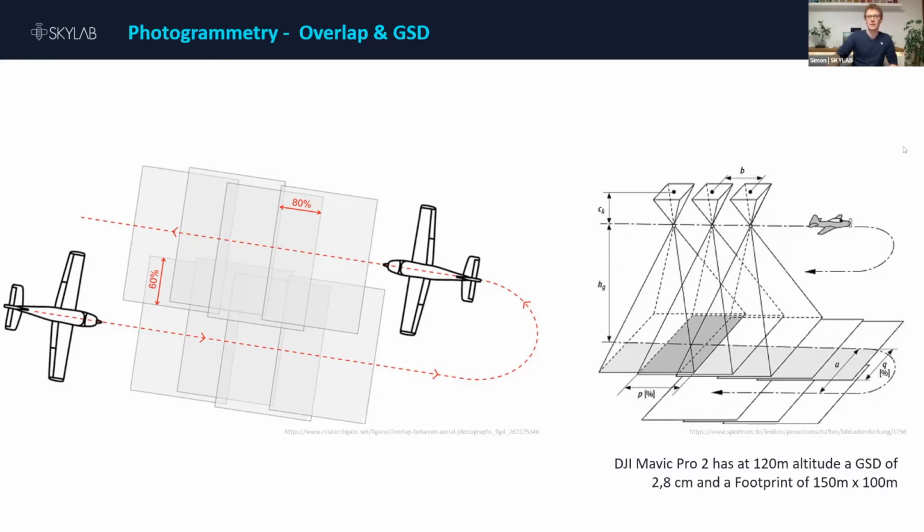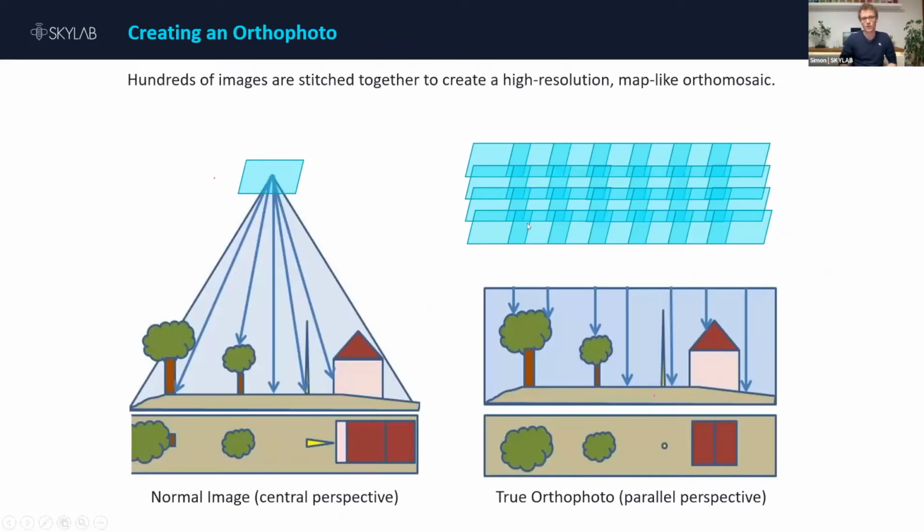But why do we need an orthophoto? An orthophoto is a creation of hundreds of images stitched together in high resolution. On the left-hand side, you can see one image, and you can see on the bottom that you have many distortions. So that's the central perspective. In an orthophoto, you have a parallel perspective, and therefore it's map-like, as we know from Google Maps or satellite imagery. So it's from above, and you can map this area.